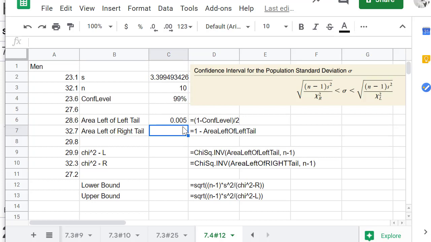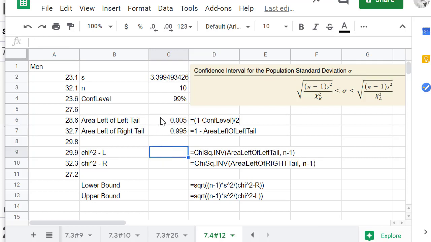Now the tail on the right side is also going to be 0.005, but when we want to find that right critical value, we need to find the area to the left of that. Well, the area to the left of that is really just the complement of this tail, which is going to be 1 minus that number. And the area to the left of the right critical value is going to be 0.995. These two numbers will help us find our critical chi-square values.